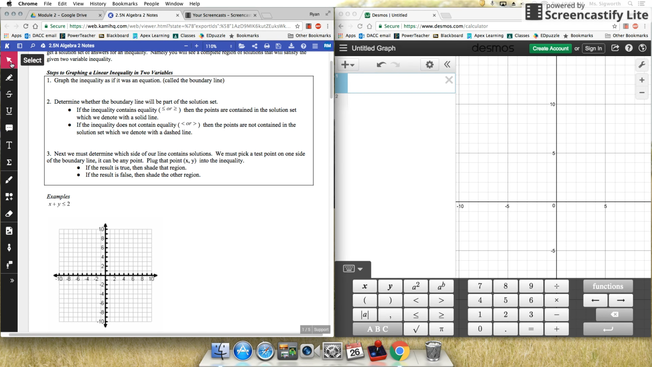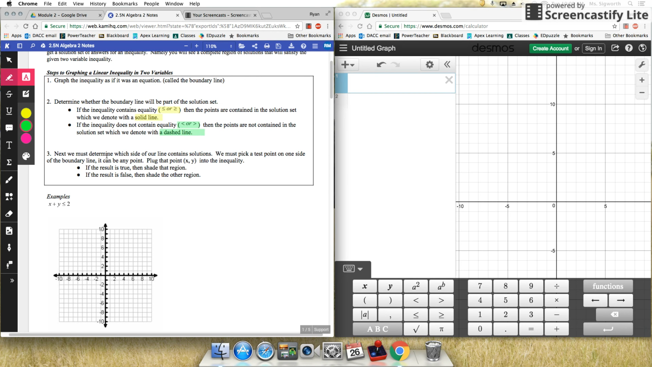Step 2 says determine whether the boundary line will be part of the solution set. So the key here, you have two situations. Situation 1 is if the inequality contains a greater than or equal to, or less than or equal to sign. If that's the case, use a solid line. The second situation is if it's just strictly greater than or less than. If that's the case, we use a dash line because that doesn't include. So dash line means doesn't include, solid line means include.